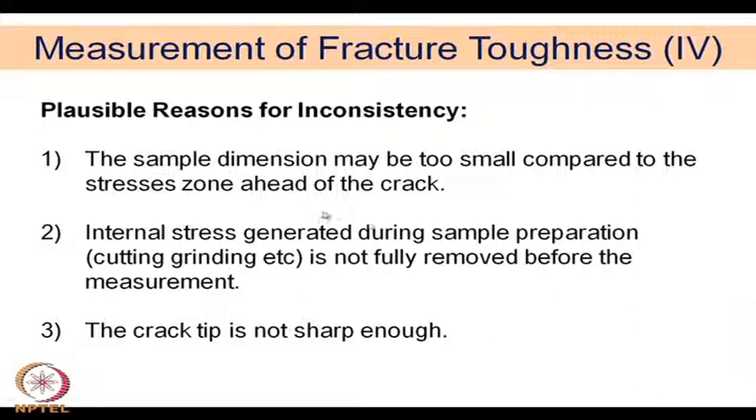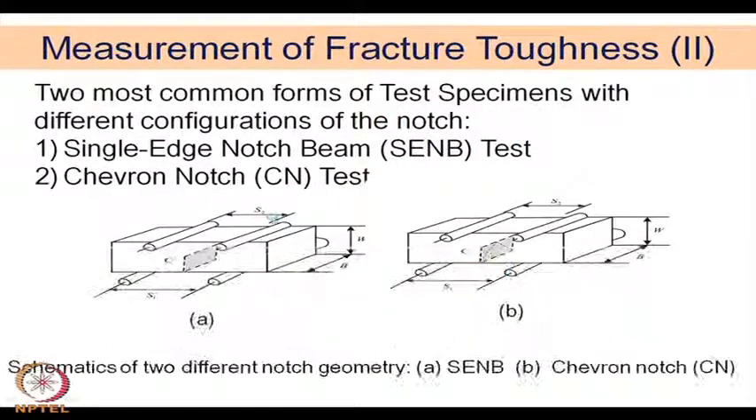So, in fact, sample dimensions should not be too small. Okay. If it is too small, then inconsistency will arise. So, what it says is that a possible reason for inconsistency is the sample dimension. What it means is basically the depth of the crack and the rest of the material available for the crack to propagate. There must be sufficient material still available for the crack to propagate compared to the size or dimensions of the crack in both the cases.